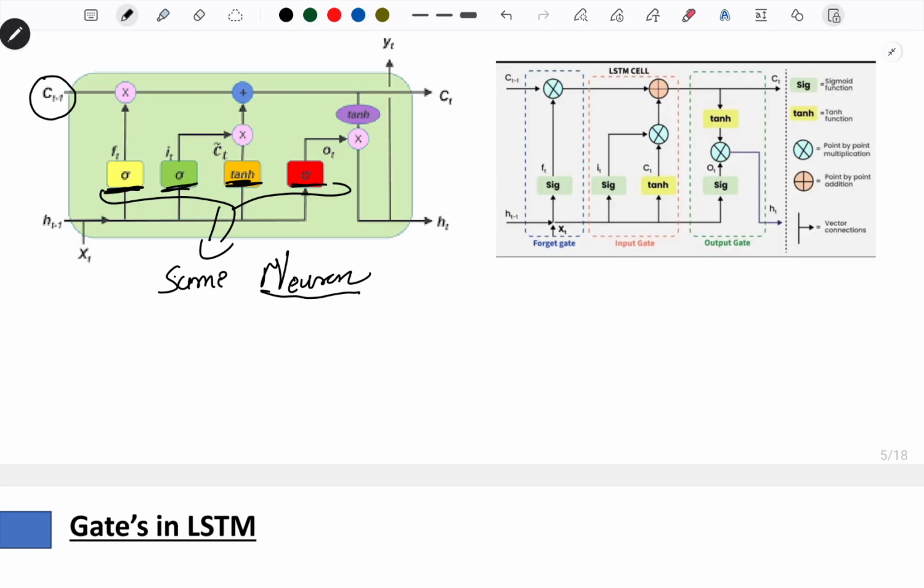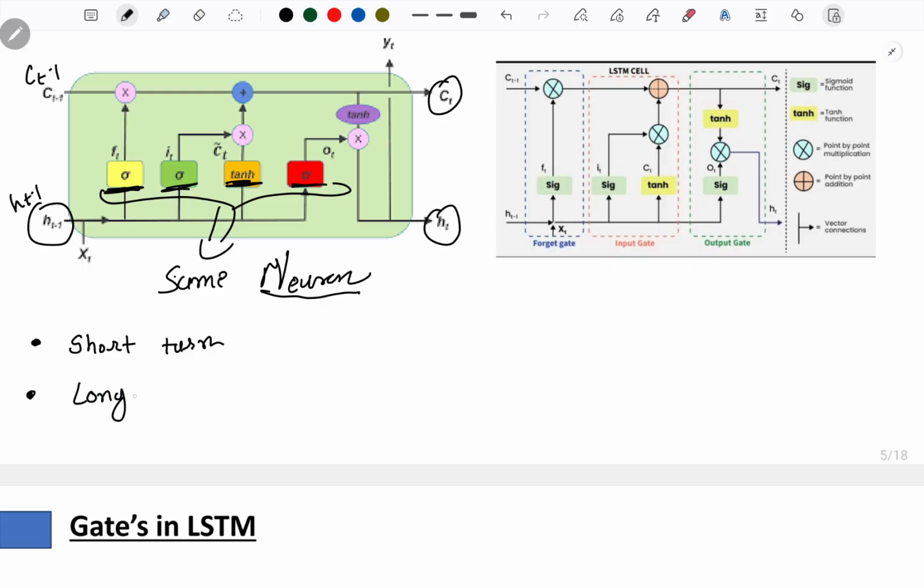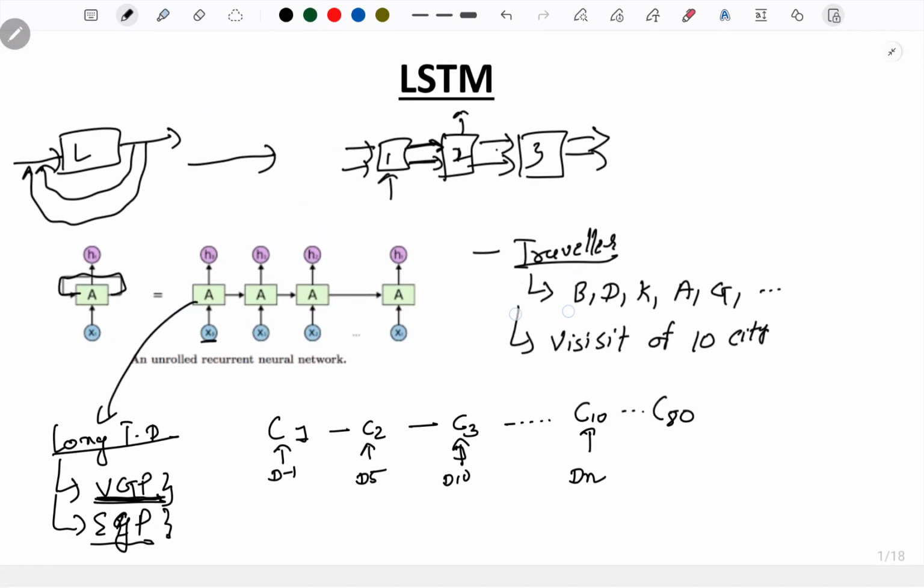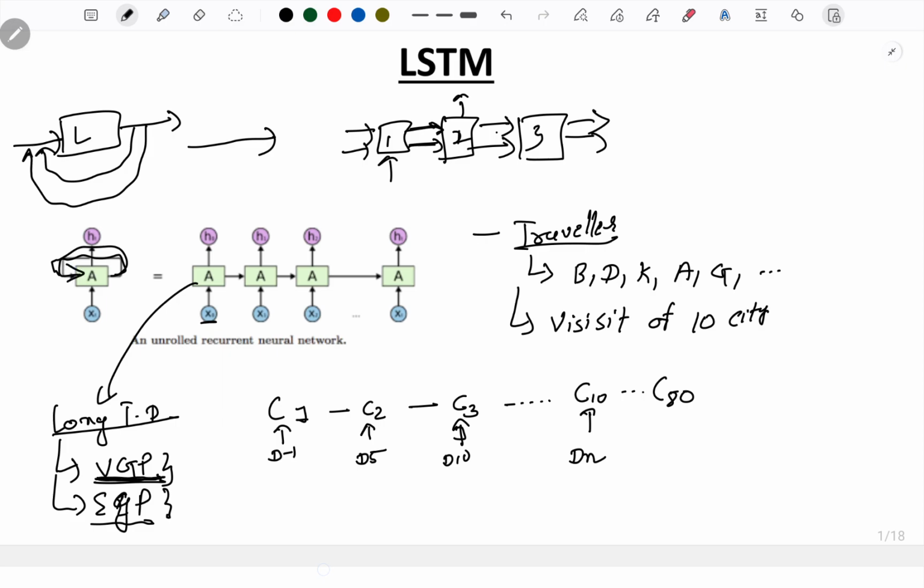You have this ct minus 1, and this is basically ht minus 1. This is ht and this is ct. Let me make this clear. I mentioned in my previous talk that in LSTM we have two contexts. One is a short term context and the second one is a long term context. The short term context we call the hidden state. Likewise in LSTM you are also calling this a hidden state.